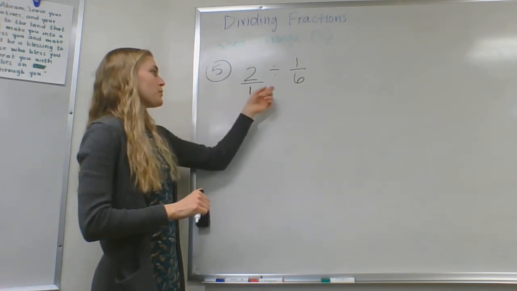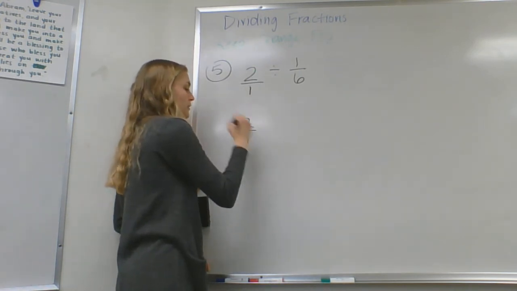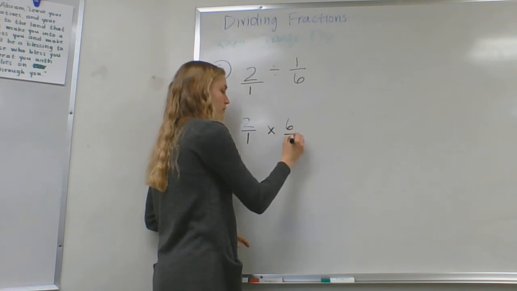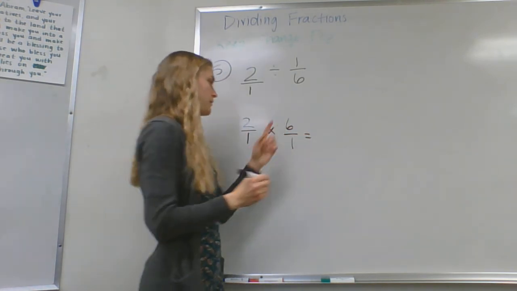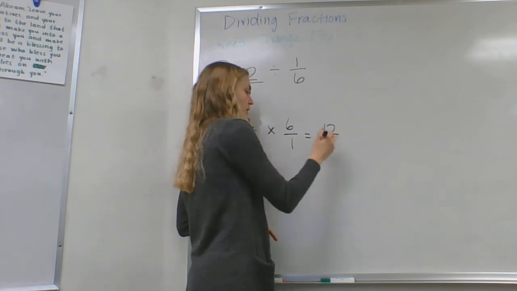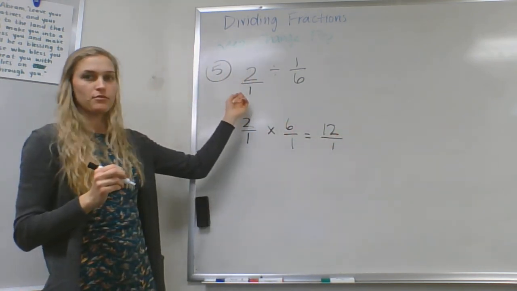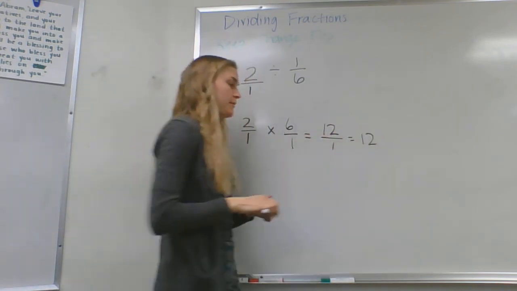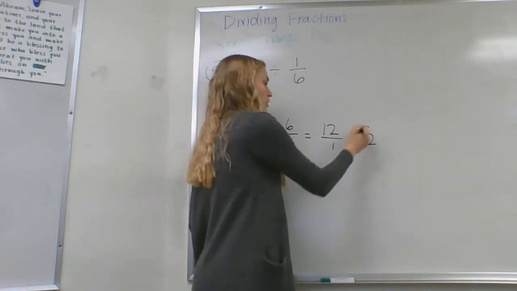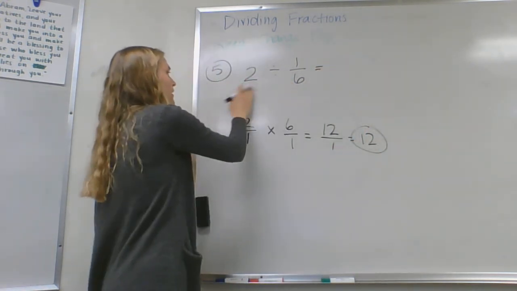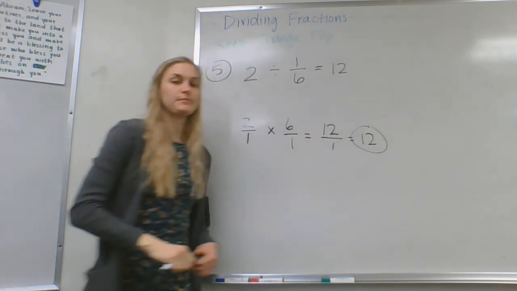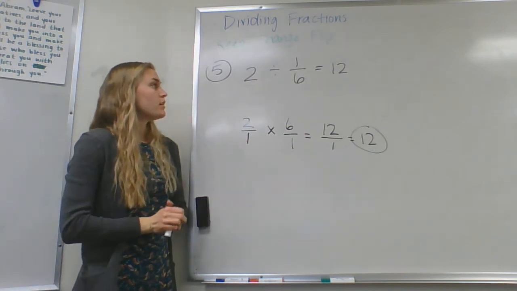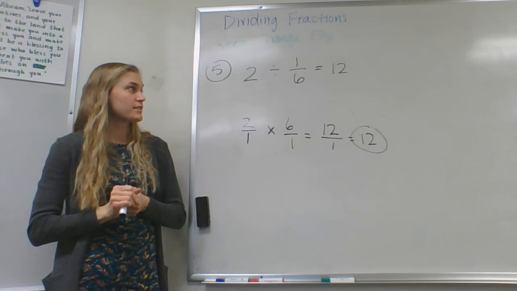All right, so now we're ready to keep, change, and flip. So we'll keep 2 over 1. We'll change our division to multiplication and we'll flip our 1/6 to be 6 over 1. Now we got 2 times 6 and that is 12. 1 times 1 is 1. Now as we've said before, if a whole number is over 1, it just equals that whole number. So 12 divided by 1 equals 12. So 2 divided by 1/6 equals 12. If you have 2 things, you divide them into 6ths, you're going to have 12 pieces. So that makes sense. 2 divided by 1/6 equals 12.